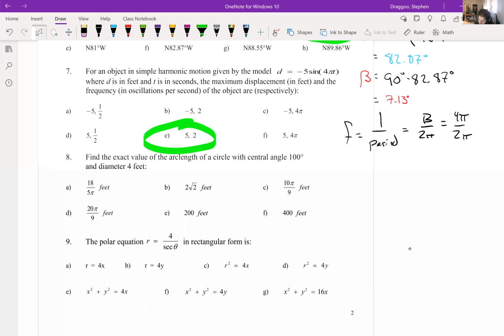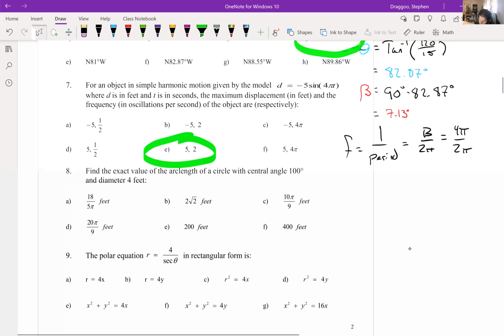Oh, how did I know it was positive 5? So the maximum displacement is always positive. So I just want, it's basically asking for the amplitude, right? And the amplitude is the absolute value of A. So the absolute value of -5.